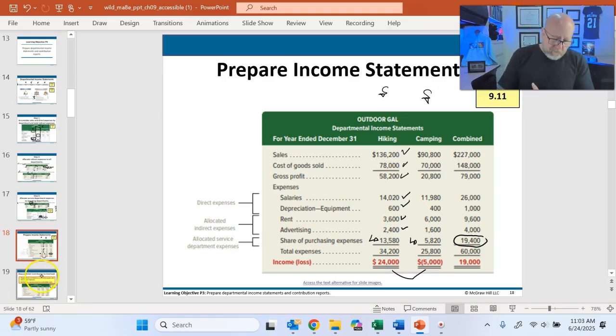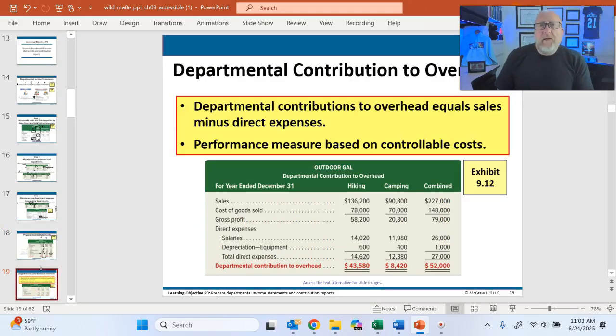Powerful stuff. In addition, now we're going to say, listen, departmental contributions to overhead equals all of the sales minus the direct expenses. So the overhead was, what was the overhead? It was all the stuff in the purchasing department, etc., and the rent. And then we're saying the performance measure based on controllable costs is only going to be the direct expenses of the hiking and camping division, or the controllable costs.